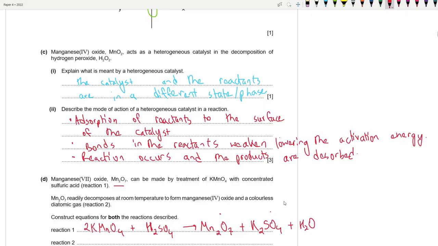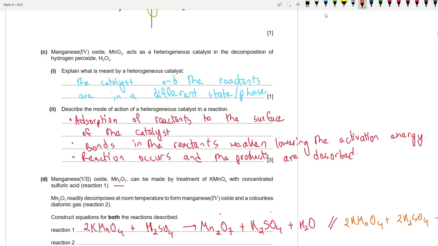But the mark scheme gave you an alternate answer, if you're wondering. You could also write this: 2KMnO4 plus 2H2SO4 gives you Mn2O7 plus H2O plus potassium hydrogen sulfate. Same. It's okay. It's up to you guys. Next, what's the second reaction?